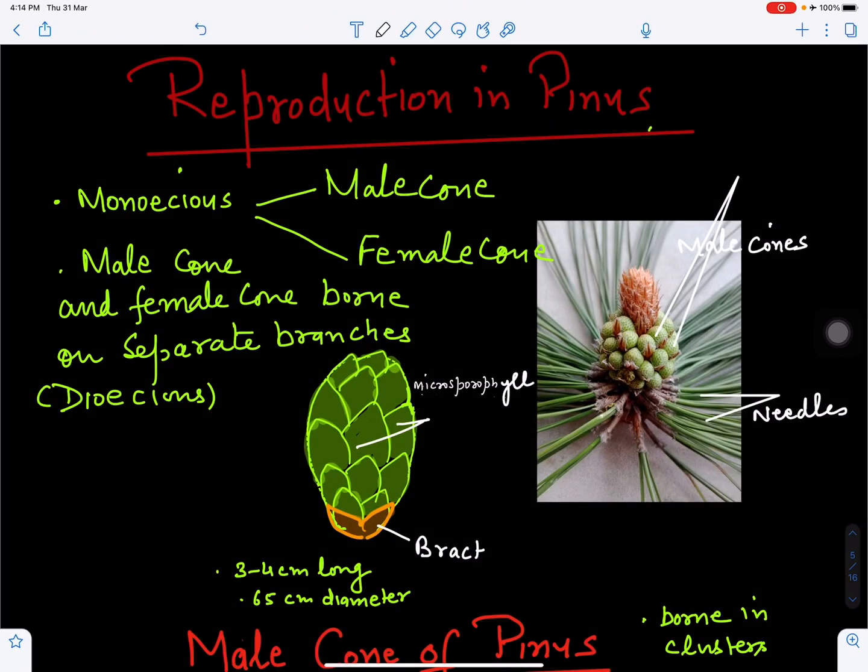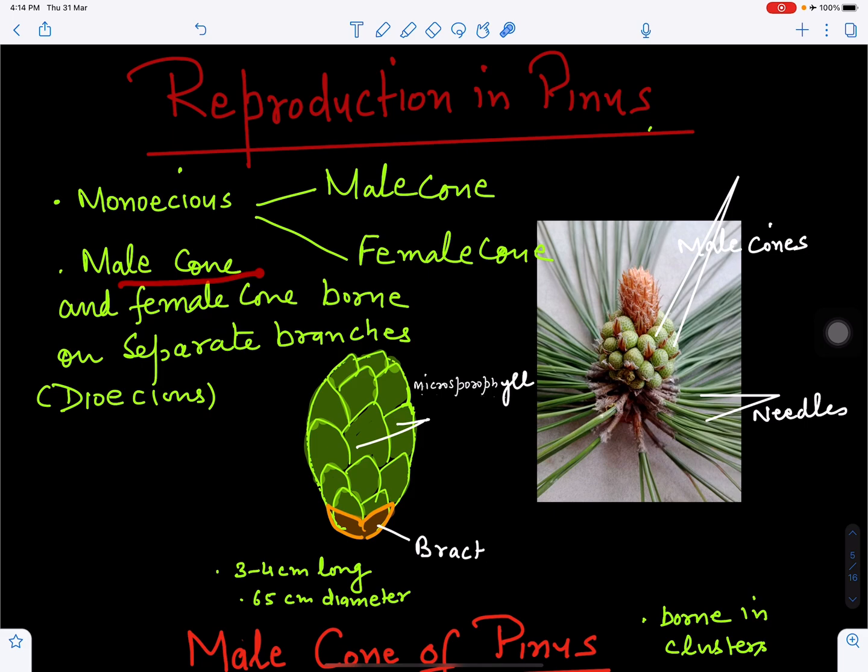In this video, we will discuss reproduction in Pinus. Pinus reproduces by the formation of cones, male cone and female cone. When these cones are borne on the same plant, the condition is called monoecious. Though the plant is monoecious and bears both the cones, these cones are borne on separate branches.